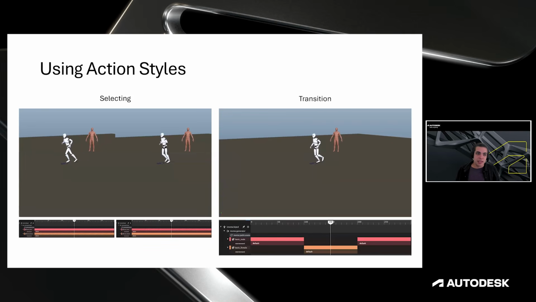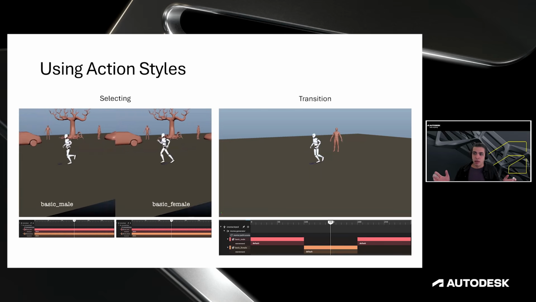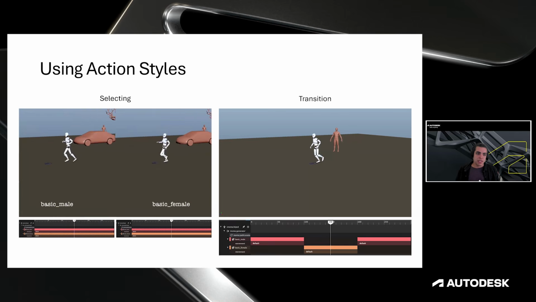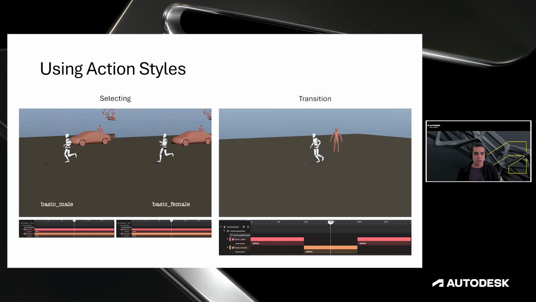I've mentioned previously that a given character can have different action styles. So we can see the comparison between male and female. What we did to achieve that is we took all of the motion we shot using male actors, and we trained one model on that data set. And then we did the same with the female actors. So that gave us two different action styles, and you can see the motion is slightly different.